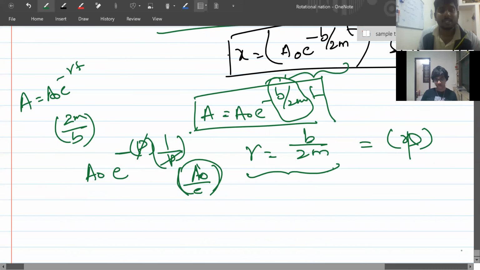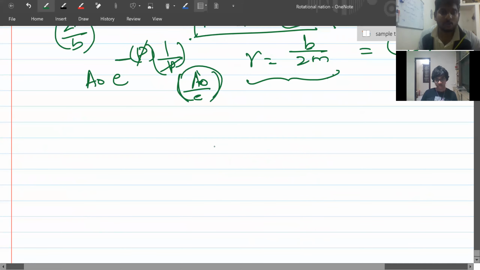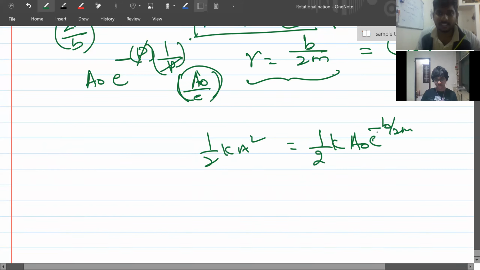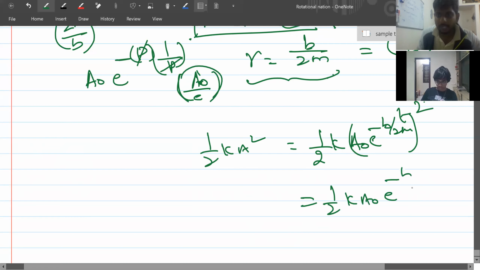But sometimes they might ask what is the total energy. Total energy is half into k into a square, right? Yes, sir. So here half into k into A square is A naught e power minus b by 2m into t, whole square. This 2 gets cancelled. So the answer will be half into k into A naught square e power minus b by m into t. Got it? Yes, sir. This is the total energy. These questions are asked; you can see them in previous questions. Otherwise, in the next class, I'll explain those two questions.